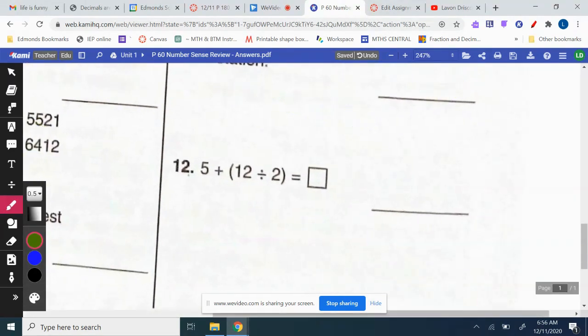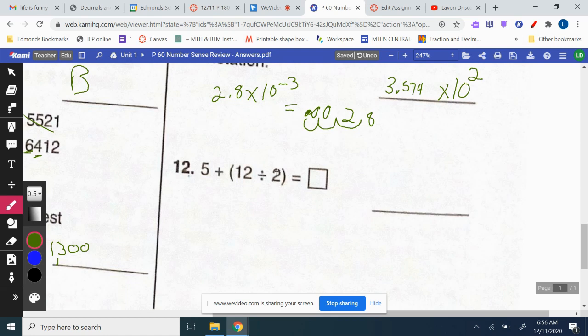All right. They want you to know order of operations first, PEMDAS. You guys already came in solid on that. So 12 divided by 2 is 6 plus 5, and that gives me 11. Other things that you will be responsible for is long division. Remember, you can use a calculator.